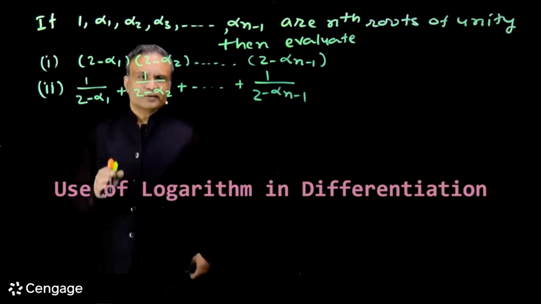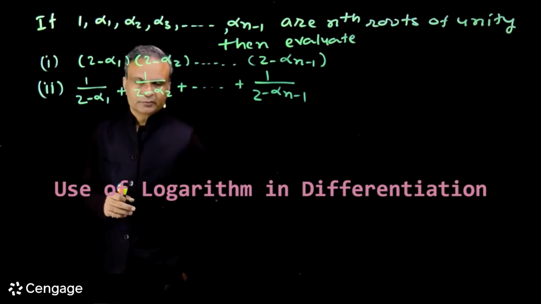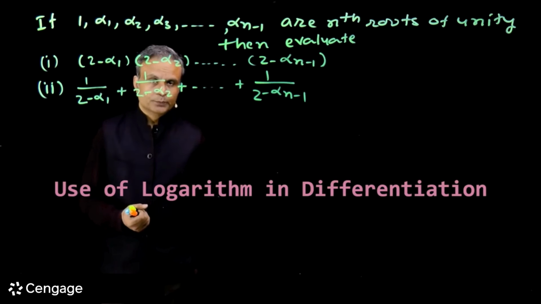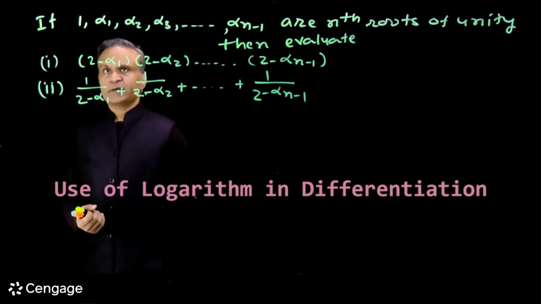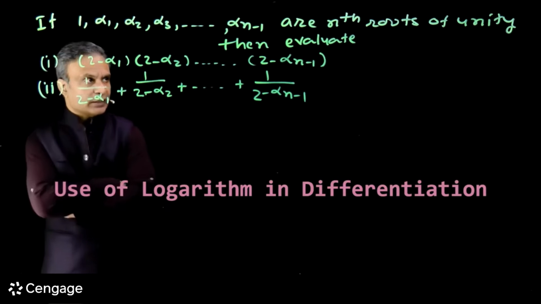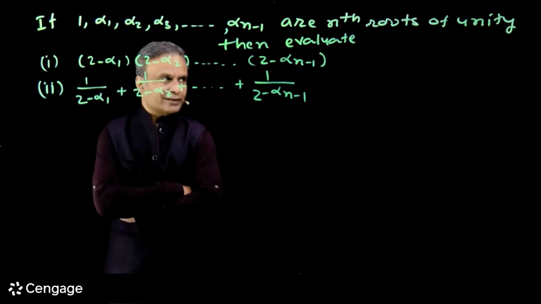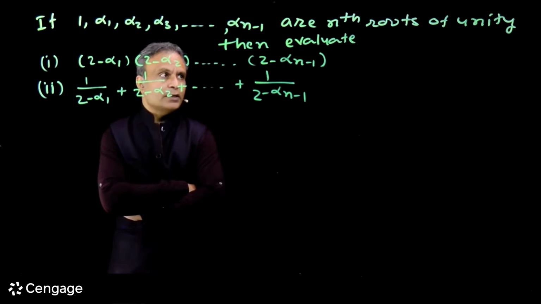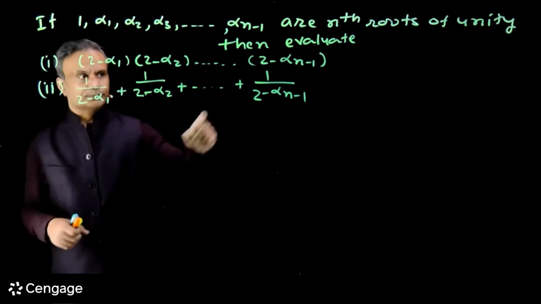Okay, now we have a very interesting application of this method. Method means use of logarithm in differentiation. Question is, if 1, alpha 1, alpha 2, alpha 3, up to alpha n minus 1 are nth roots of unity, we have done this in complex numbers, cube roots of unity, nth roots of unity. Okay, then evaluate these two.